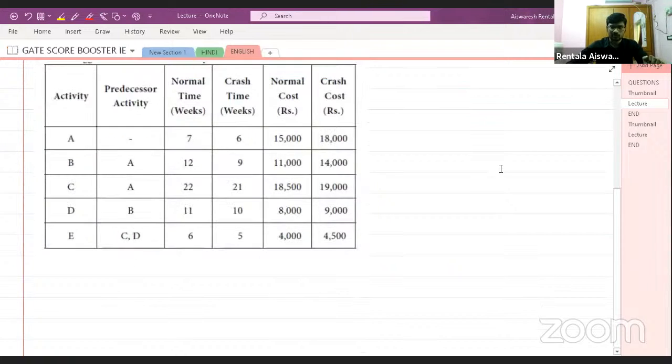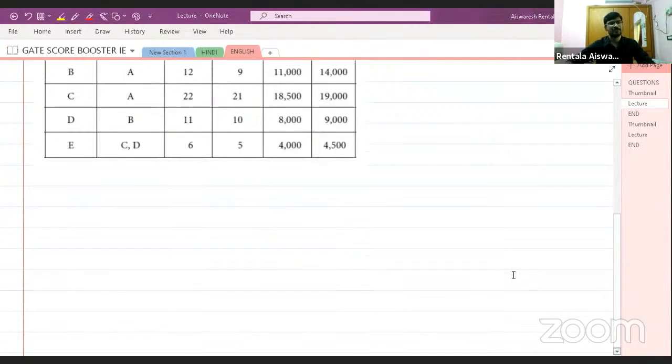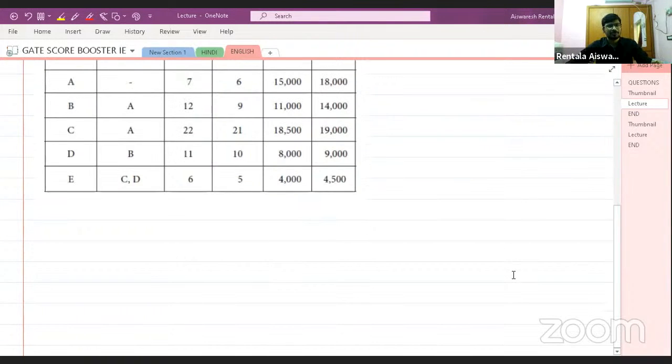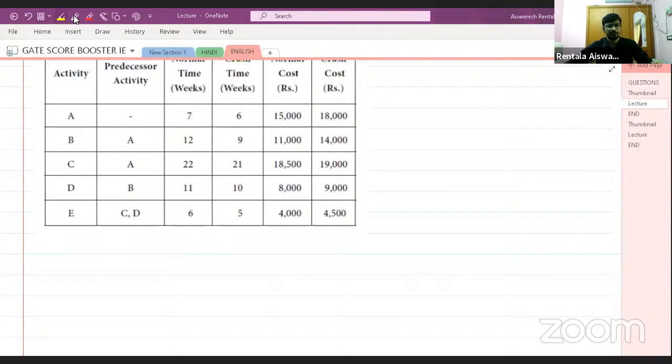So let us solve this question. First, draw the network diagram, and then try to find the critical path duration. You will get a very simple network diagram. I have not complicated it, because that was not the purpose of discussing this crashing.